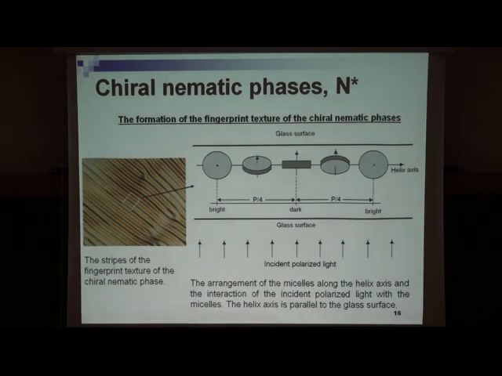Okay, this is the characteristic oriented fingerprint texture. Sometimes this is called spaghetti-like texture. And these 3 lines correspond to the helical pitch. I give here the half pitch to explain how it can be observed under a polarized microscope. And this is the glass surface, the microslide glass surface, and this is the dark places where the optic axis of the phase is parallel to the polarized light.